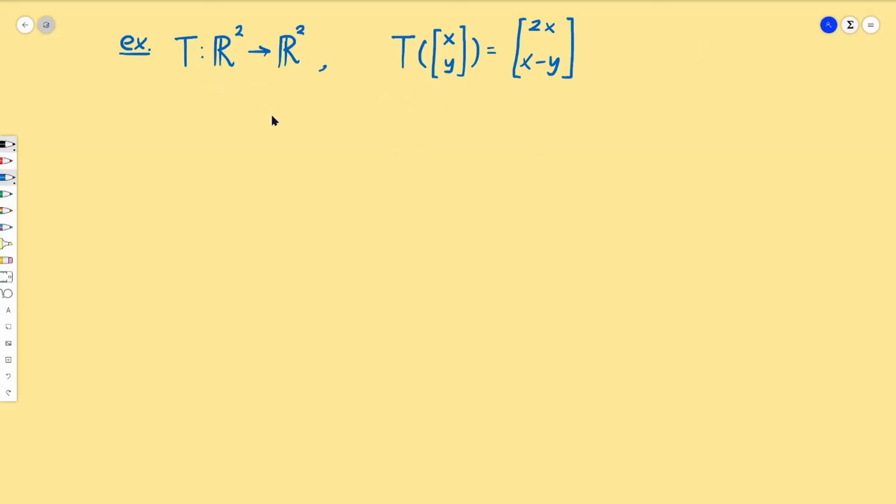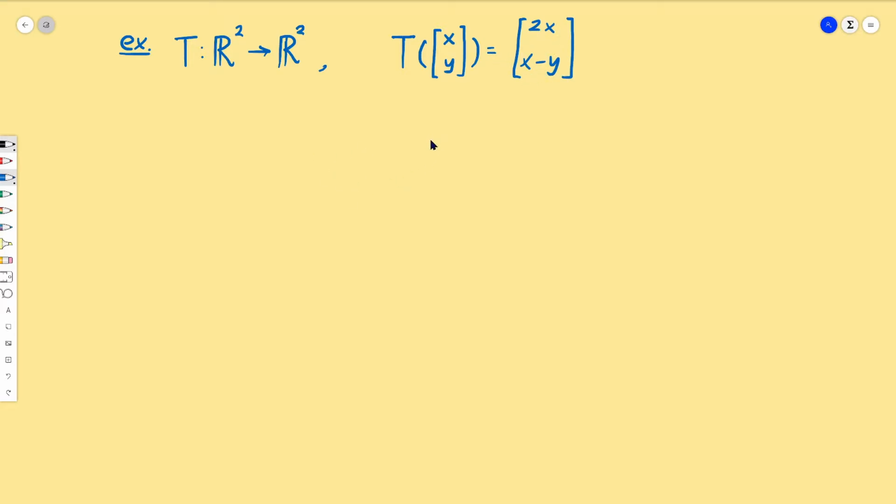Here's an example of a homomorphism or a linear map. We have this function T, and it goes from R2 to R2, so notice the input space or domain can be the same as the output space or codomain, and it's defined by the following. It takes in a vector from R2, say (x, y), and it outputs another vector in R2, (2x, x minus y).